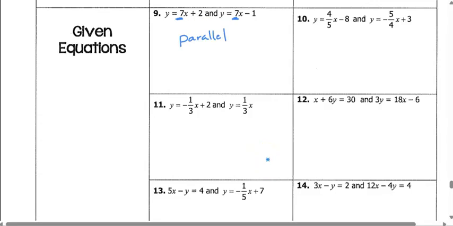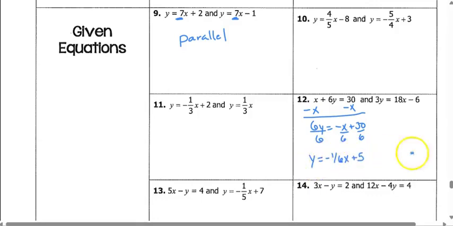Okay, if you look at example 12, those lines are not in slope-intercept form. So I can't see the slope right away, so I have to get them in slope-intercept first, which means get y by itself. So I'm going to do that for both equations. All right, so here I would have 6y equals negative x plus 30, and then divide everything by 6. So this equation would be y equals negative 1/6 x plus 5.